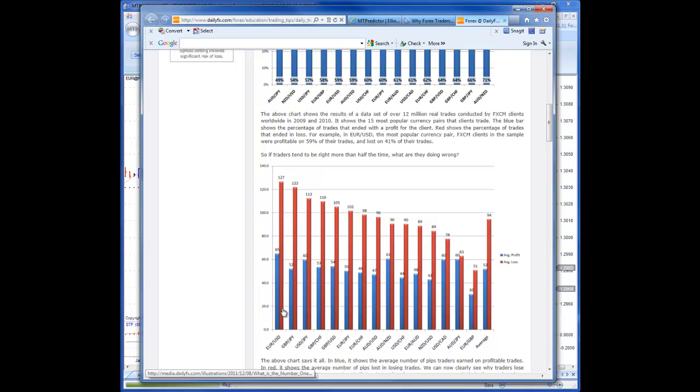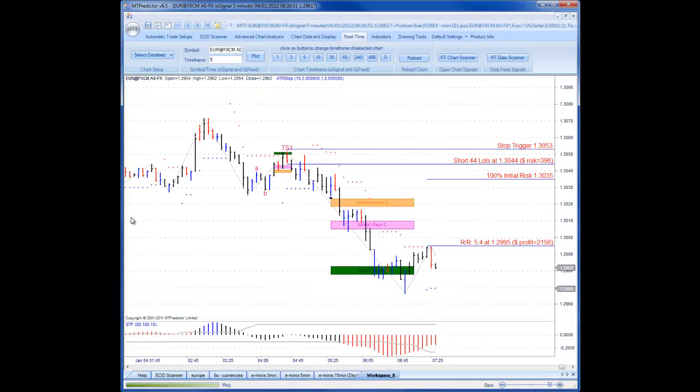So let's compare that to the trade that we've just seen on MTPredictor. Remember, on average, these guys had small profits and big losses. Now compare that to this trade here, where we had a small initial risk, so that means when the trade goes wrong it actually loses small, and the profit was big. In this case the profit was 5.4 times greater than the initial loss. So that means MTPredictor turns that equation totally on its head.